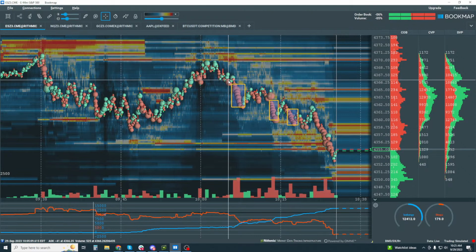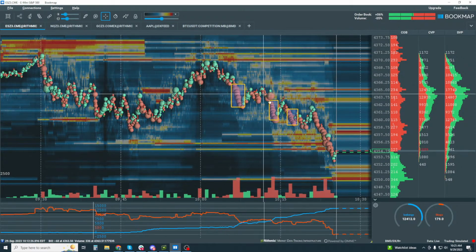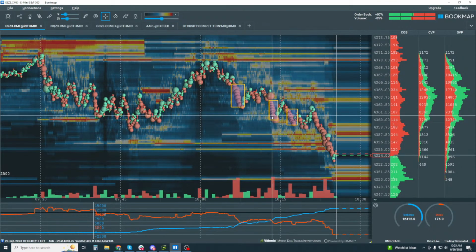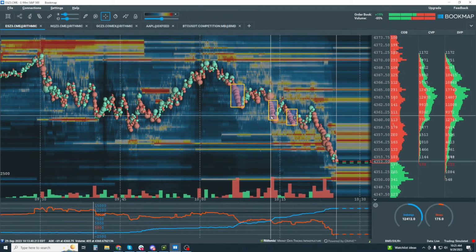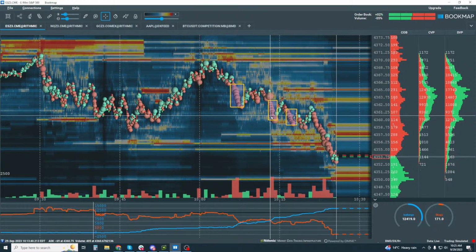But the main point here is when looking for your setup, we want as much support, or I don't even want to use the word support, as much kind of help and assistance on our side. And order flow can help you here.